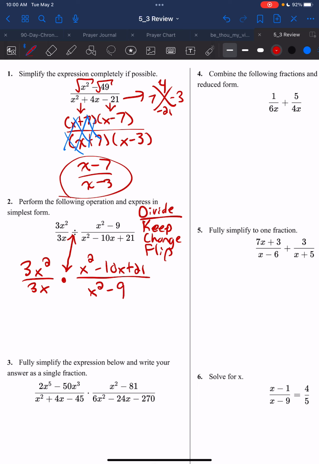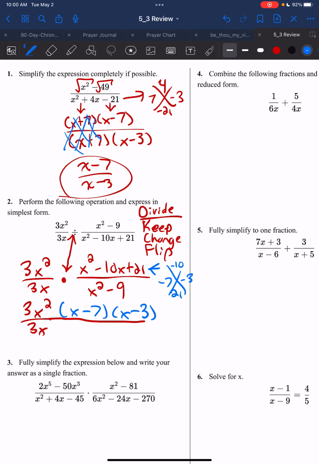Now, when you're writing this out, you're going to have to factor out as much as you can. These are both monomials, just leave them like they are. And right here in blue, I'm going to point my arrow to it, you're going to do the x method again. So negative 10, 21, it's negative 7 and negative 3. So I'm going to have x minus 7, x minus 3. Going ahead and writing that as one big fraction.